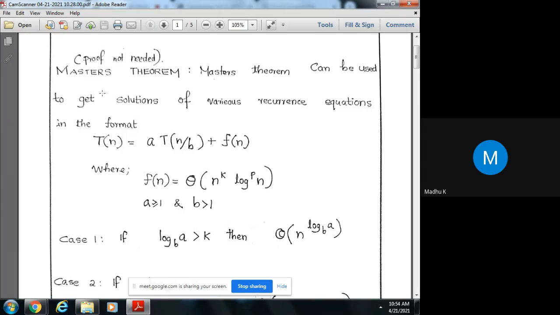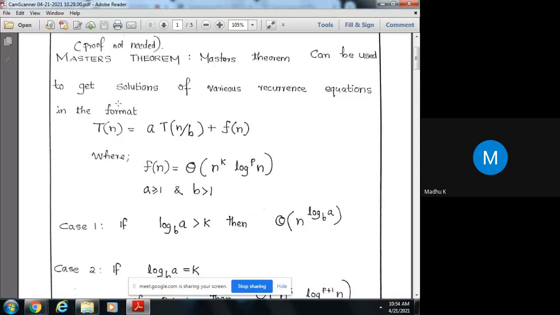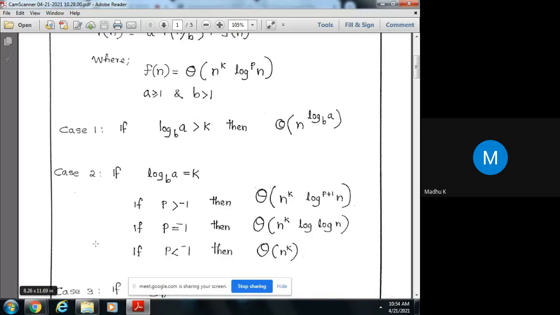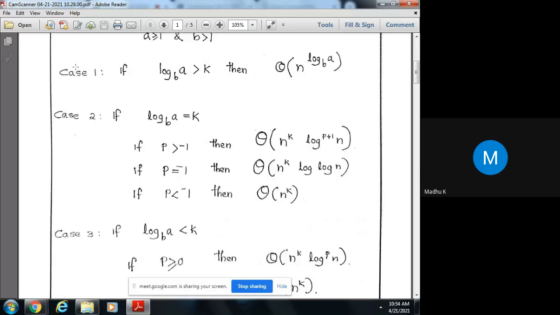And next, how will we calculate the complexity? The method is simple basically. We need to memorize some cases. Just memorize these three cases, and if we memorize these cases, then we can get the solutions very easily.